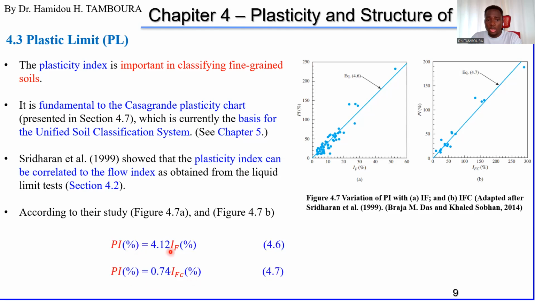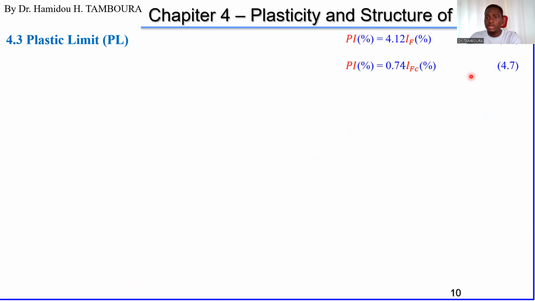So from these two relationships, they proposed these two equations. Equation 6 is for this one, meaning the plasticity index is equal to 4.12 times the flow index. For this kind, when you use the fall cone method to carry out your plastic limit and liquid limit test, you can use this relationship between the plasticity index and the flow index. Okay. So I will just keep these two equations here.